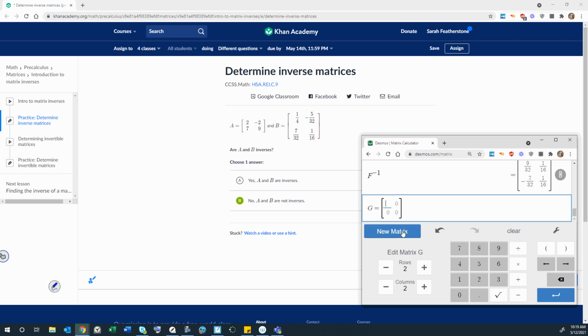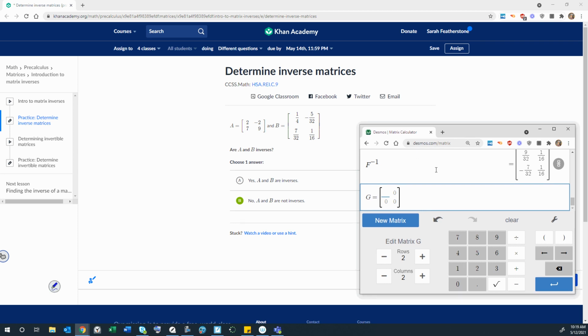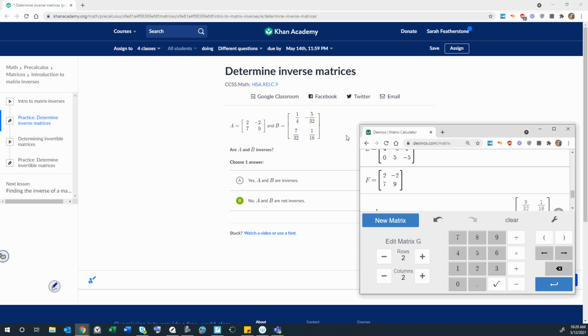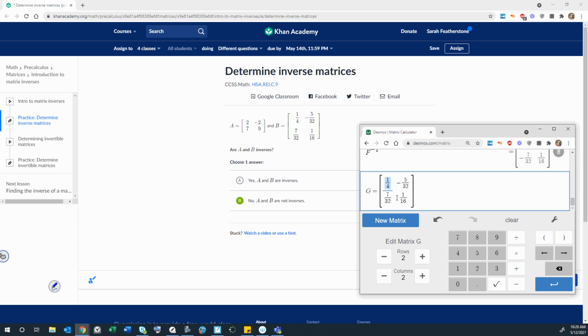You could type in new matrix, and then this would be matrix B, but it's called matrix G just because of how many matrices I've already typed in here. So then I'm going to type in matrix B, and it's really easy to type in fractions and negatives. You just type them in exactly as they look in the problem. 7 over 32 and 1 over 16. Okay, so I already typed in matrix F to be matrix A, and I just typed in matrix G to be matrix B, right?